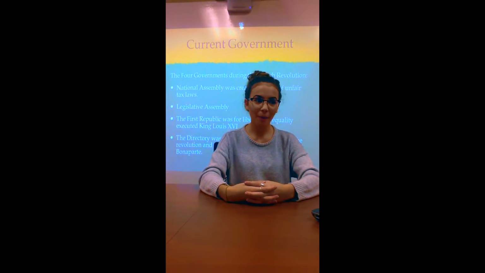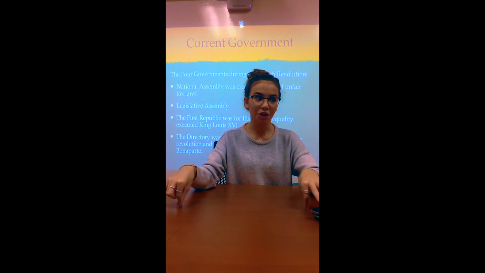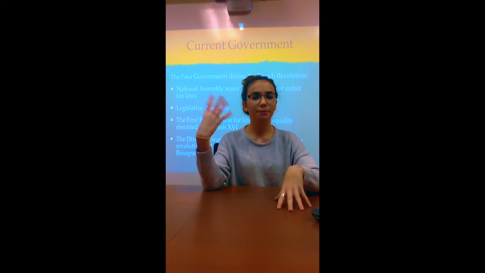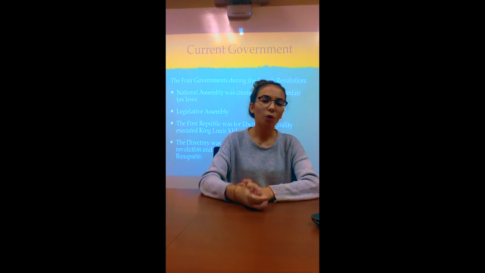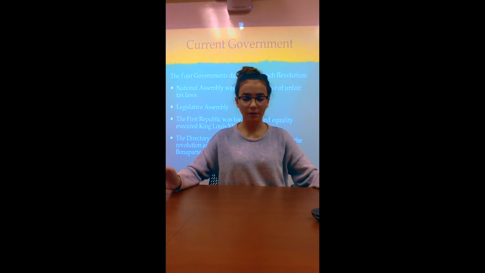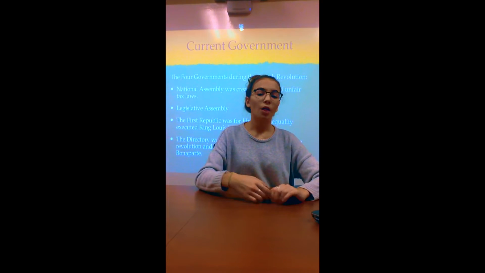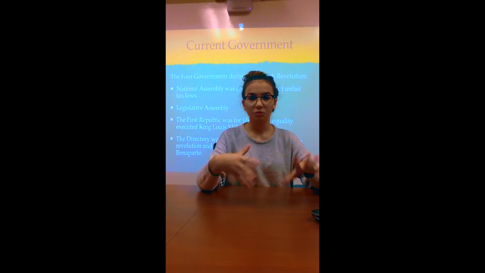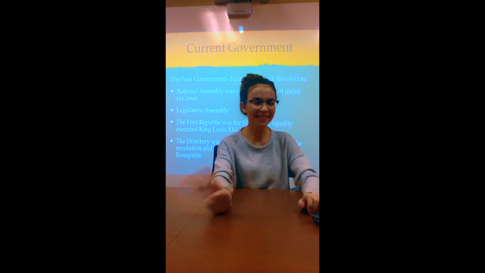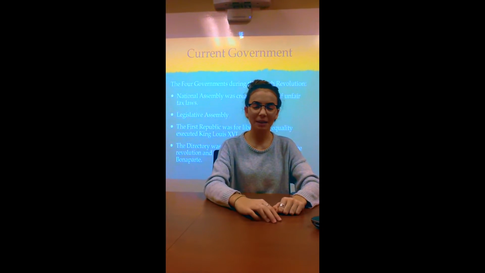The government during the revolution, for France specifically, was four governments. So the first government was the National Assembly, which was created because of unfair tax laws. Then once that was done, the second government was the Legislative Assembly.